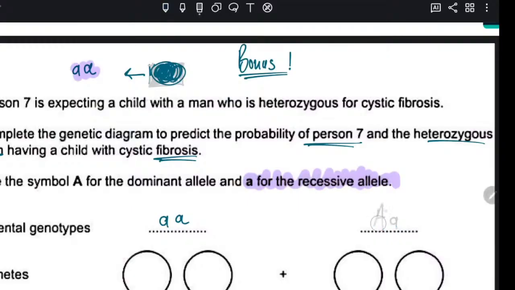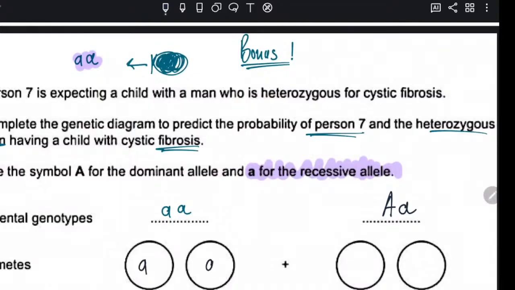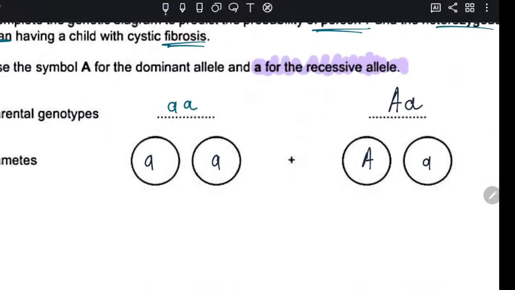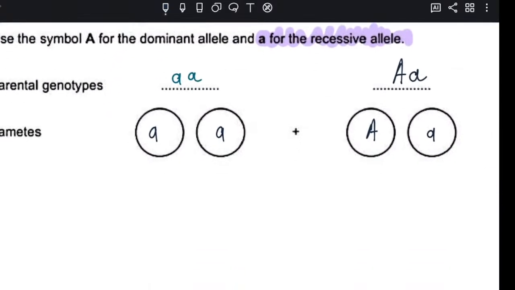Now here we have a heterozygous person. These are the alleles of a heterozygous person. They will have both alleles, so it's big A and small a. Now the gametes: small a, big A, small a. These are the gametes. Now what do we do?